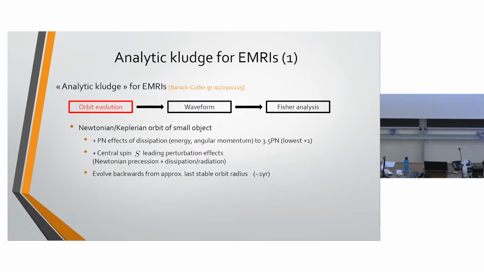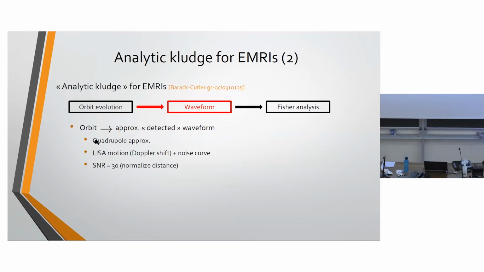And then we need to go from the orbit of the object to a waveform that we can detect in our LISA detector. Again, I'm trying to just give you an idea of this. You have the orbit, and from the orbit you can use essentially just Einstein's quadrupole formula to get some emitted waveform, which you then pick up with your detector.